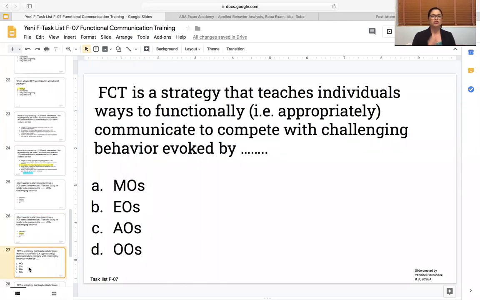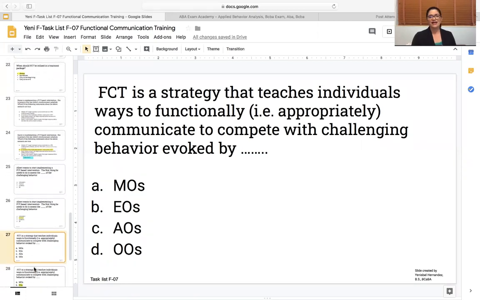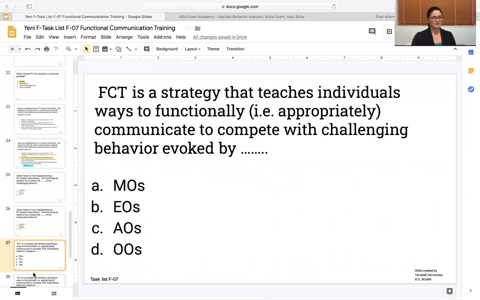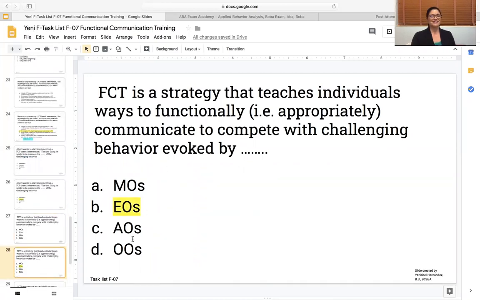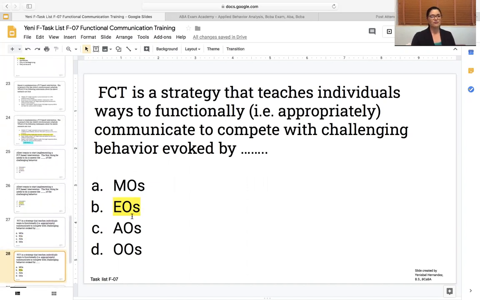Okay, FCT is a strategy that teaches individuals ways to functionally, appropriately communicate to compete with challenging behaviors evoked by MOs, EOs, AOs, or OOs. B, EOs. B. Oh my goodness. Anybody else? I'll take B. Hey guys, this is so hilarious. I'm glad you pointed it out. I think I've only had one that is A. The rest have been B. So it is EO. Since we already talked about it and taught it, who wants to explain why?